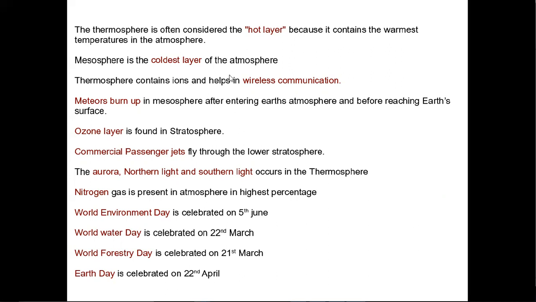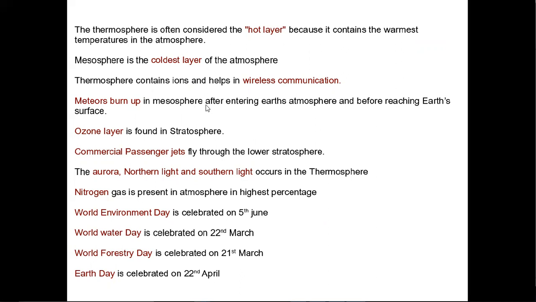I have summarized all the points here. The thermosphere is considered the hot layer because it contains the warmest temperature in the atmosphere, and the mesosphere is the coldest layer of the atmosphere. Then the thermosphere contains ions and helps in wireless communication. Which layer helps in wireless communication? Your thermosphere helps in wireless communication.